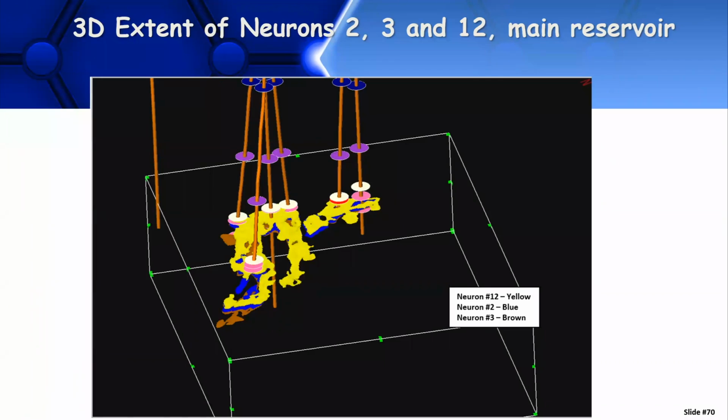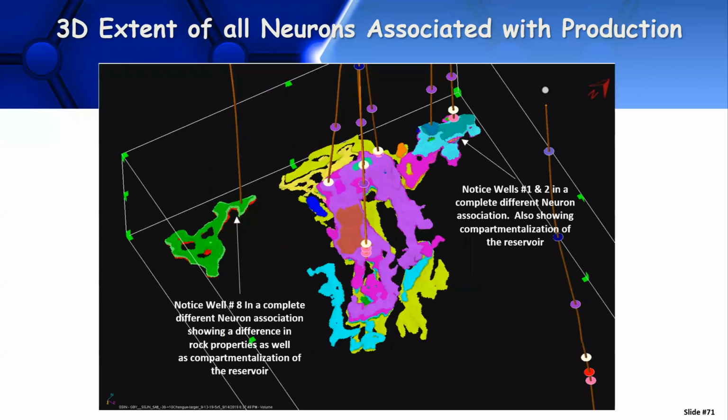So looking at the extent of the 3 main neurons, 2, 3, and 12 in the reservoir, you can actually get a 3D image of this reservoir, and you can see it's quite compartmentalized. And your main structure is running this way. If you add all of the neurons associated with pay in these wells, you can then get some additional upside potential in drilling targets. And then notice that well 8, again, has a completely different neuron topology.